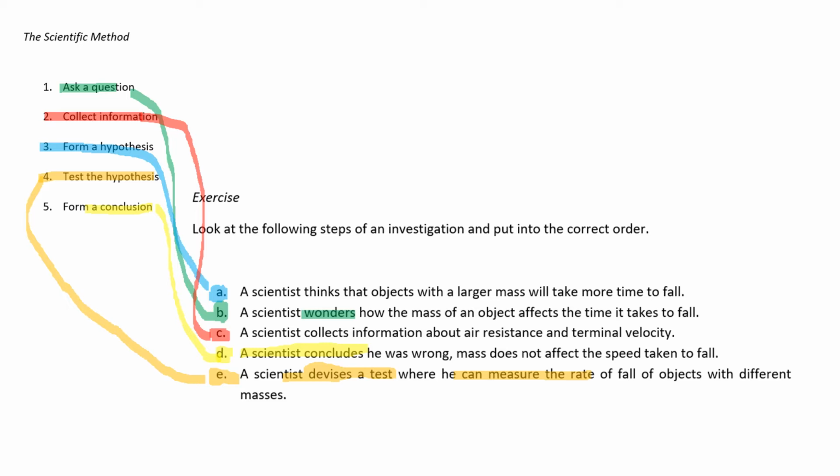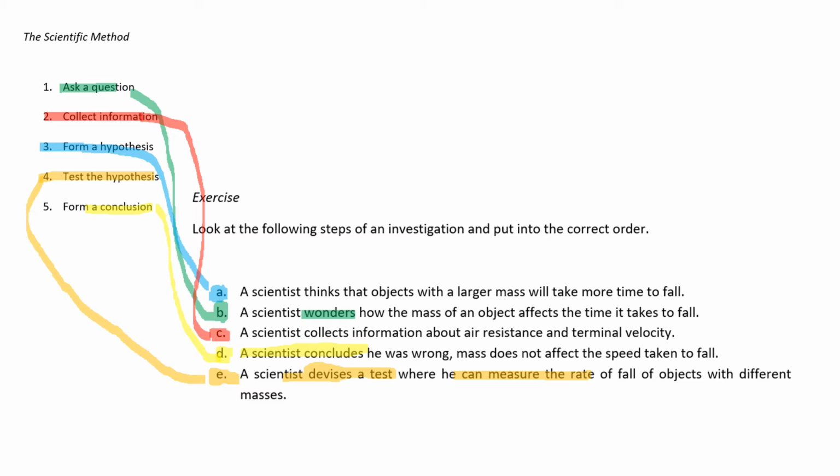Secondly, the scientist will collect information, in this case about air resistance and terminal velocity. Terminal velocity means the maximum speed of an object falling towards the Earth. After the scientist has collected some information, then they are in a situation where they can try to guess what will happen. So the scientist guesses that objects with a larger mass will take more time to fall.